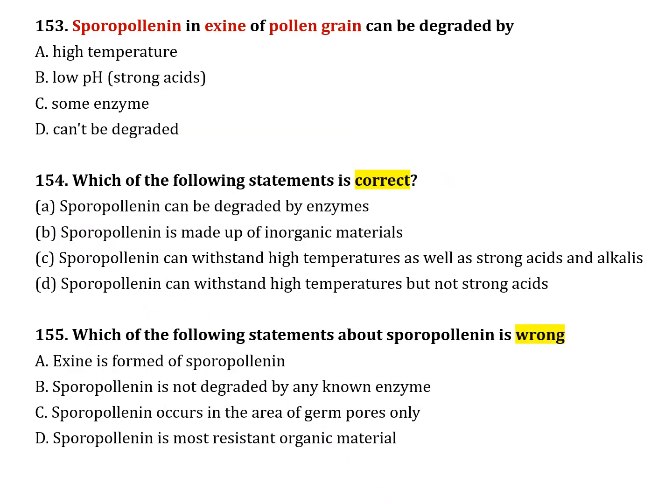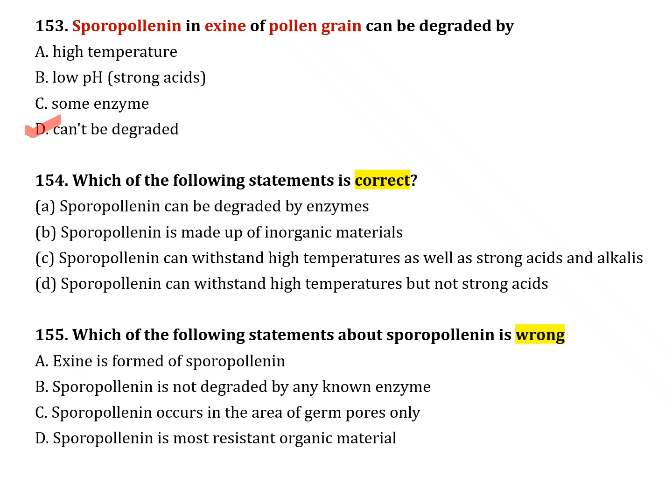The next question, number 153. Sporopollenin in exine of pollen grain can be degraded by option A, high temperature. Option B, low pH. Option C, some enzyme. Option D, cannot be degraded. Correct answer is option D, cannot be degraded.